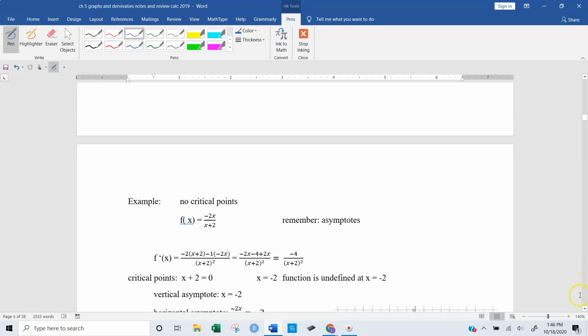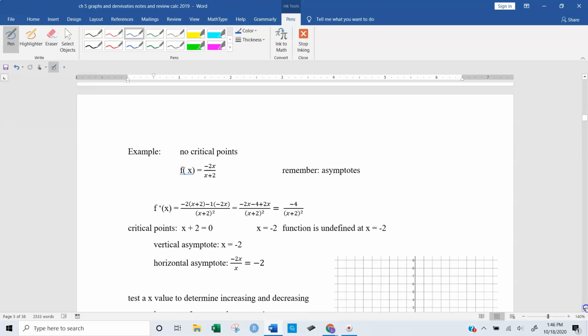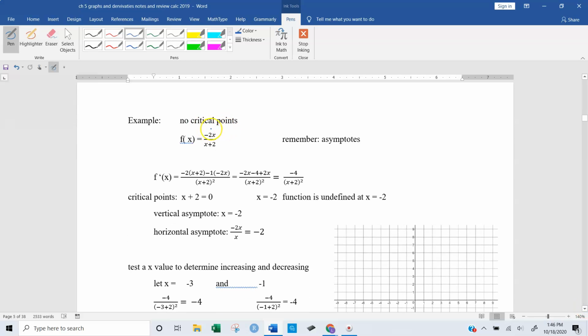We have negative 2x over x plus 2. So we're going to have to use our quotient rule in order to find the derivative. We take the derivative of the numerator, which is negative 2, times the denominator, minus the derivative of the denominator, which is 1, times the numerator, all over the denominator squared. Now let's just do that math. So you get negative 2x minus 4 plus 2x. The 2x's cancel. We get negative 4 over x plus 2 squared.